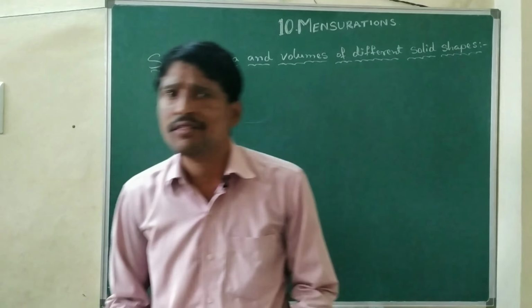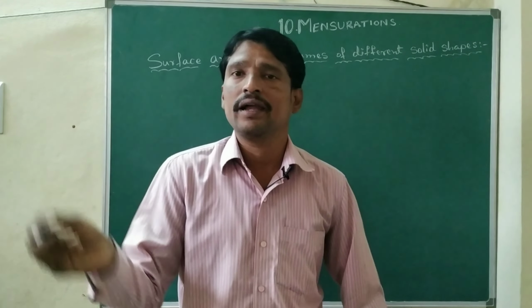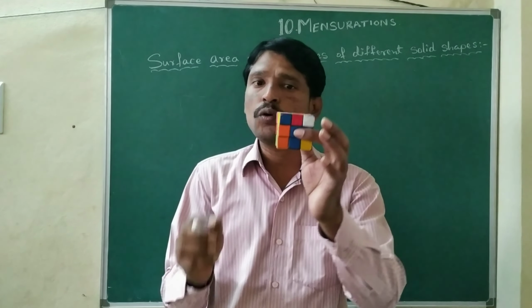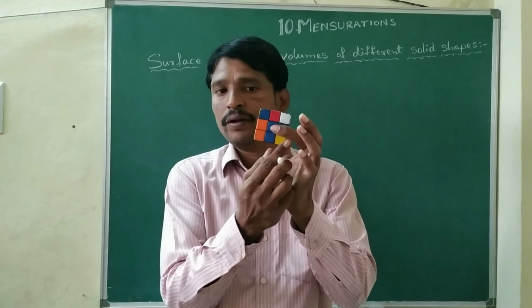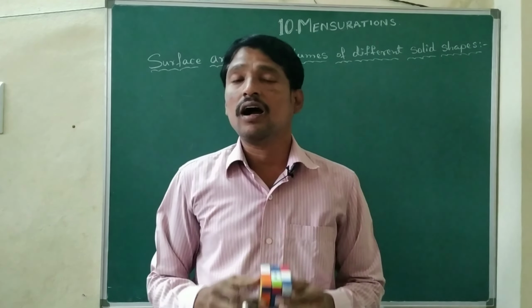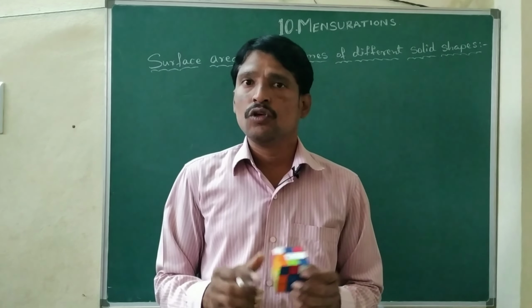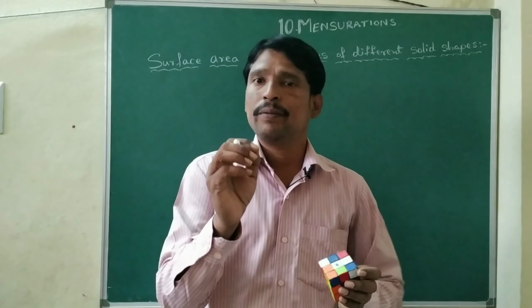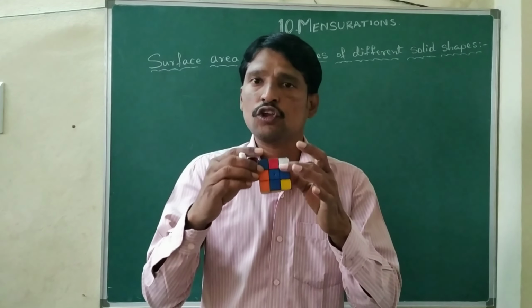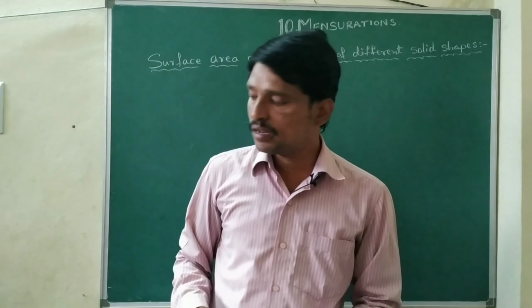Now you can see the figure. So in a cuboid, length, breadth, height are different. But in a cube, this is the length, this is the breadth, this is the height, all are equal. So the difference between cube and cuboid: in a cuboid, length, breadth, height are different. In a cube, all 3 measurements, length, breadth, height, are equal.